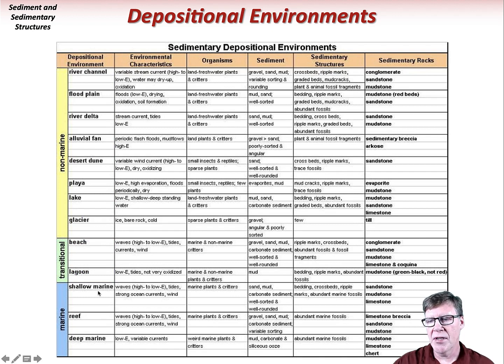Marine environments, you could have shallow marine, which may include a reef environment, or deep marine. Non-marine or continental environments could be river channels, floodplains, river deltas, alluvial fans, playas, lakes, glaciers, etc. Transitional environments between these two other ones could be beaches or lagoons.